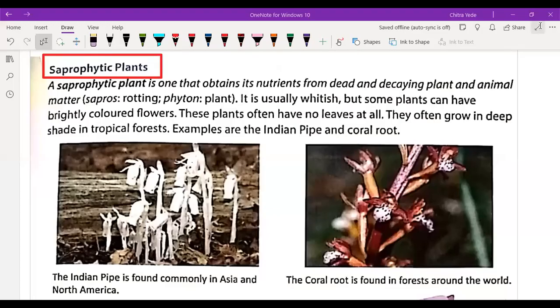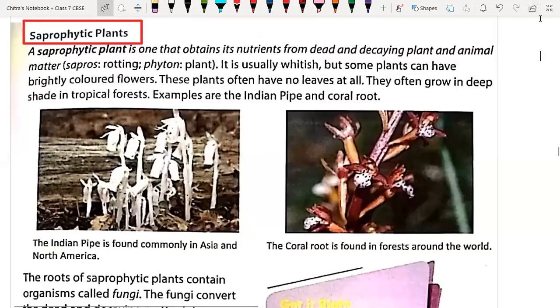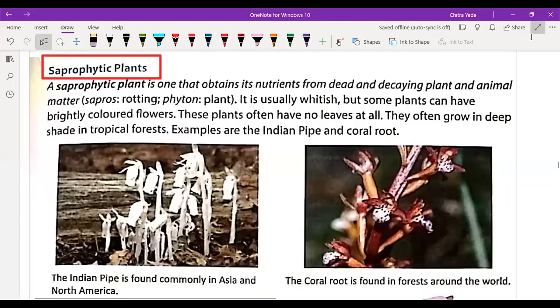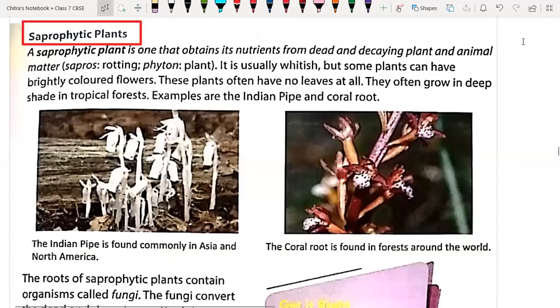Now we are going to discuss the next type of plant, which is the saprophytic plant. Just do remember, saprophytic plants are those plants that depend on dead organic matter. Dead organic matter of plants or animals. The dead organic matter may be from a plant or animal. So they depend on dead organic matter only.